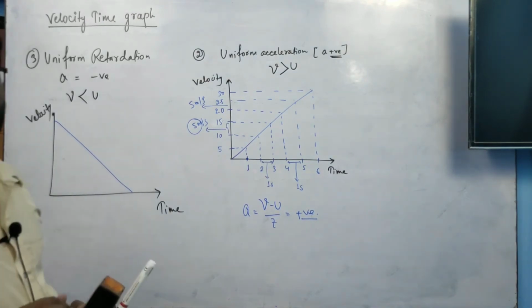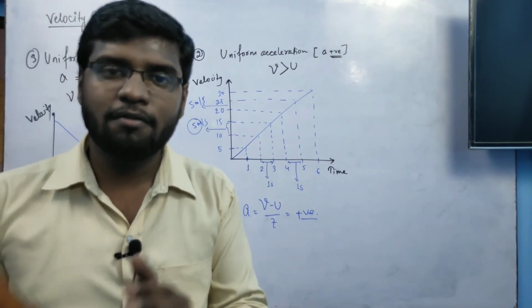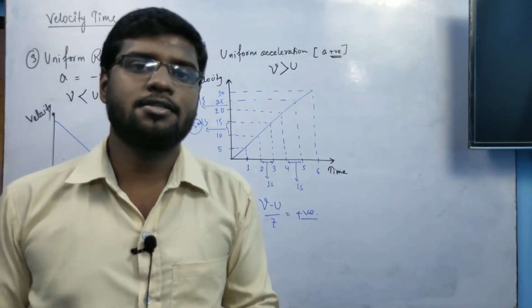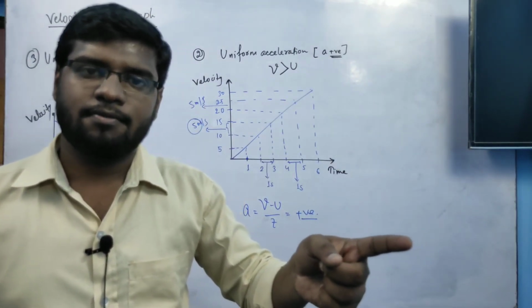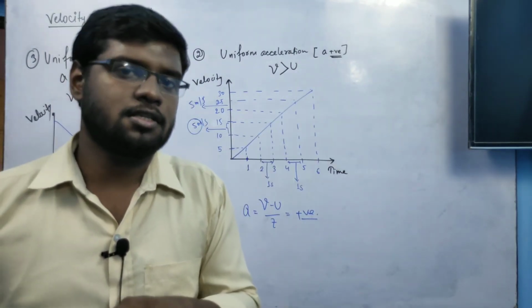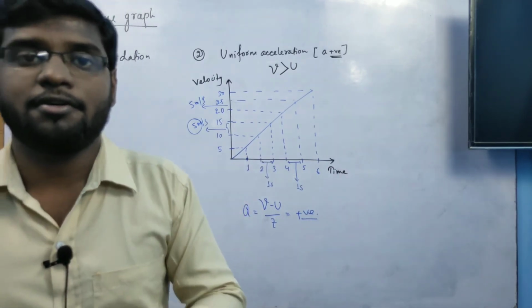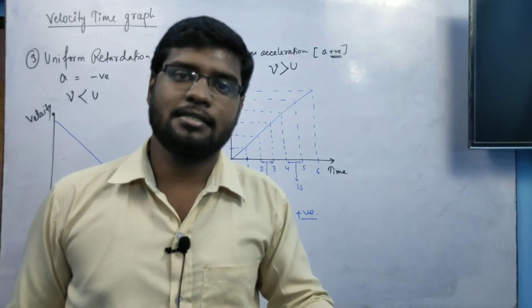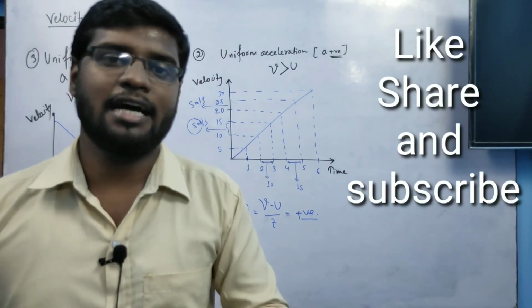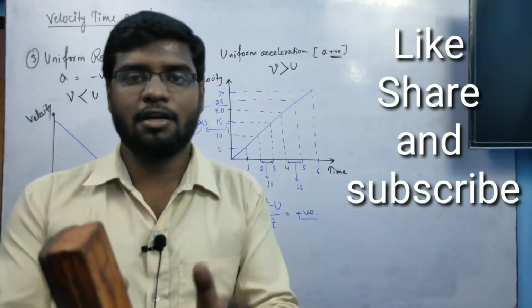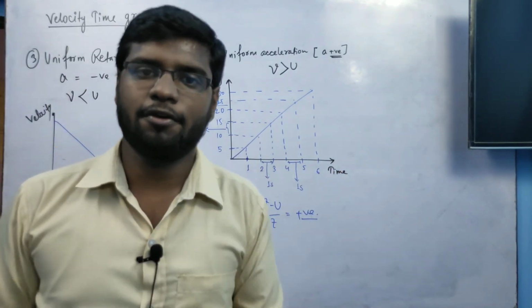In the first case, whenever the values of u and v are the same, that represents uniform motion. Whenever the final velocity increases with respect to the initial velocity, there must be positive acceleration, and whenever the final velocity decreases, the acceleration is always negative. That is known as retardation. You have to keep in mind these three graphs. These are very important for your examination.